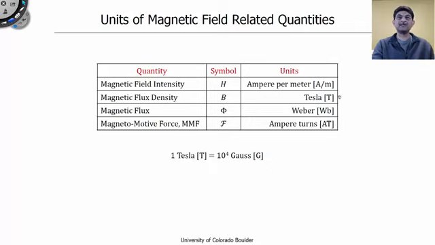While Tesla is the SI or MKS unit for magnetic flux density, some datasheets will also provide this information in terms of Gauss, which is the CGS unit for B. Note that 1 Tesla is equal to 10,000 Gauss.